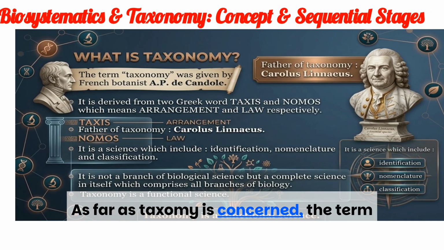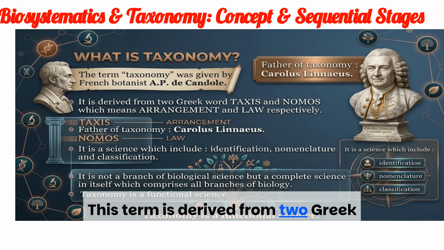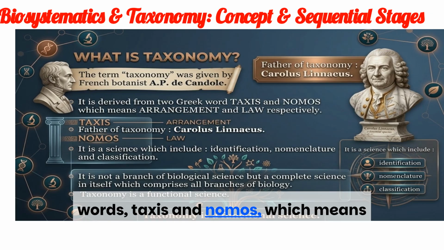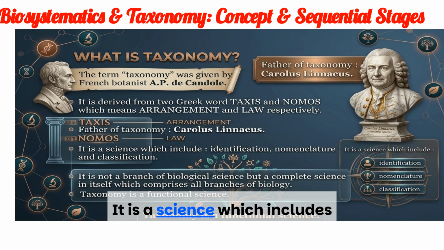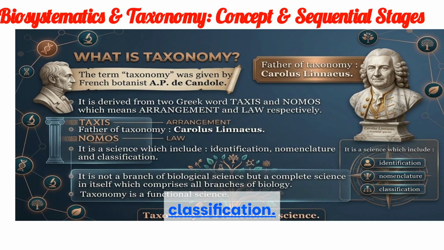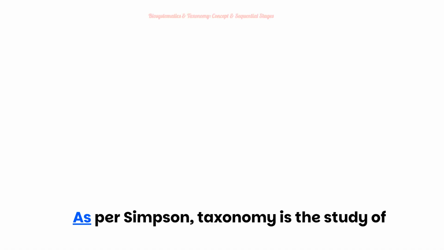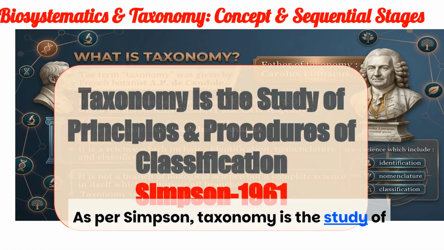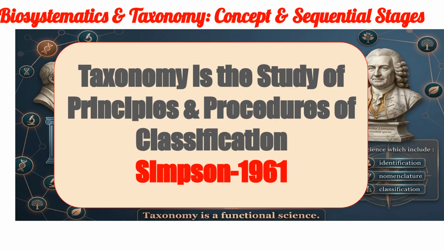As far as taxonomy is concerned, the term taxonomy was given by the French botanist A.P. de Candolle. This term is derived from two Greek words, taxis and nomos, which mean arrangement and law respectively. It is a science which includes identification, nomenclature, and classification. As per Simpson, taxonomy is the study of principles and procedures of classification.